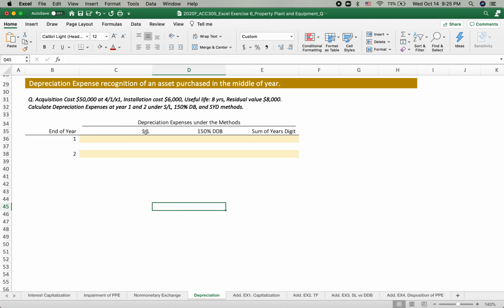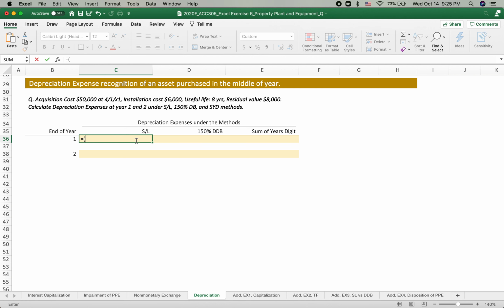Some depreciation expense methods consider the residual value as a depreciable cost, but which one does not? And then calculate depreciation expense for year 1 and 2, only 1 and 2 out of year 8. For straight line, we should first calculate the depreciable cost, including installation cost as well. The acquisition cost includes everything, right? The gross value of a PP&E includes everything.